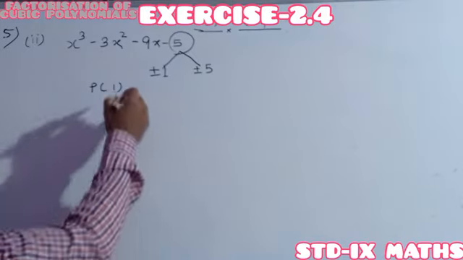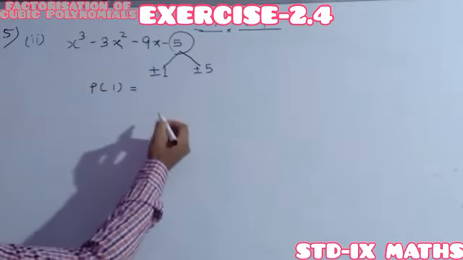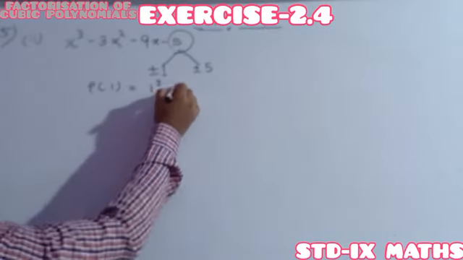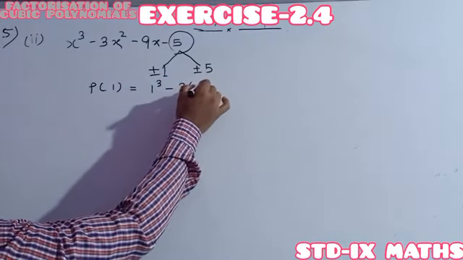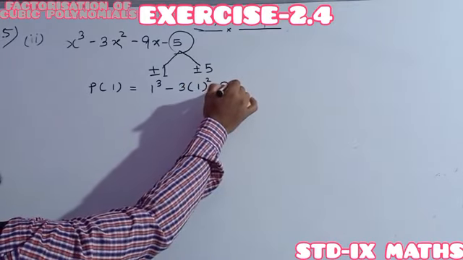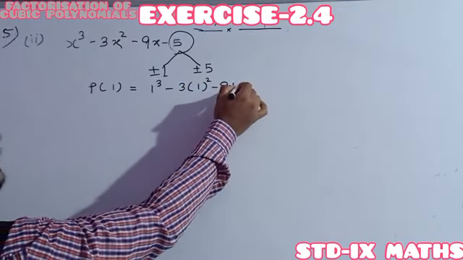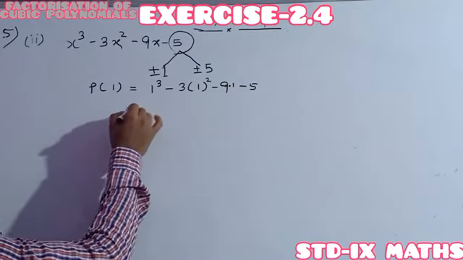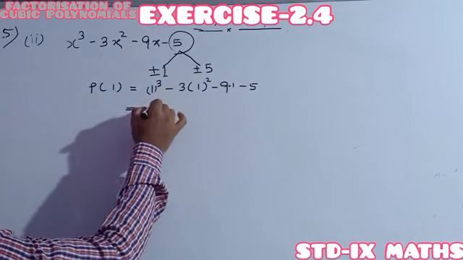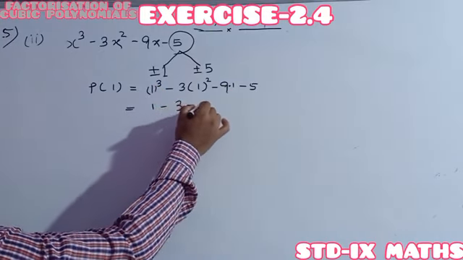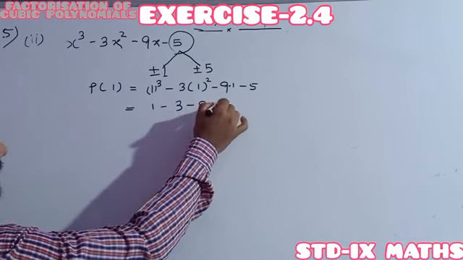Okay. Here p of 1 is, just see, 1 cube minus 3 into 1 square minus 9 into 1 minus 5, which gives us 1 cube, that means 1, minus 3 into 1 square means 3, here it is minus 9, here it is minus 5.